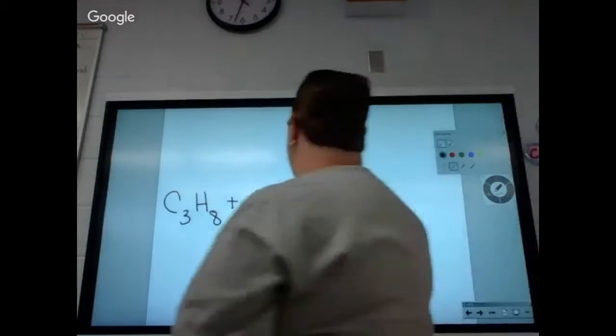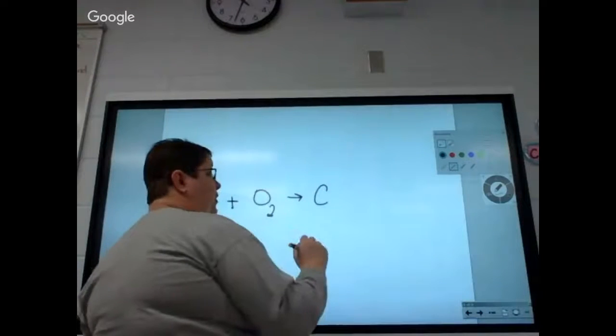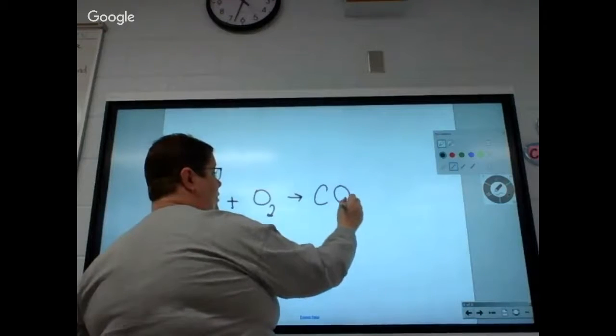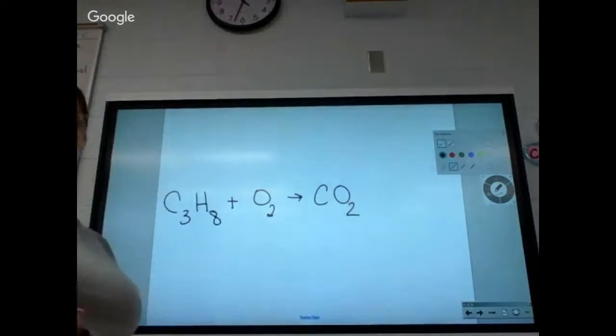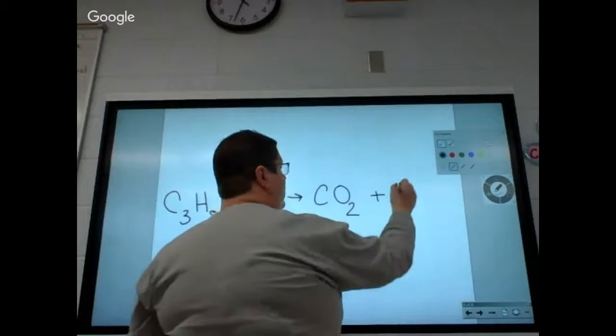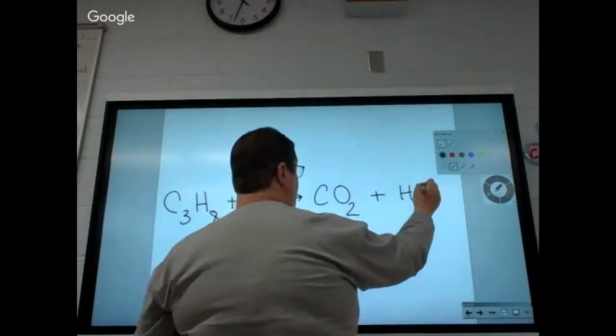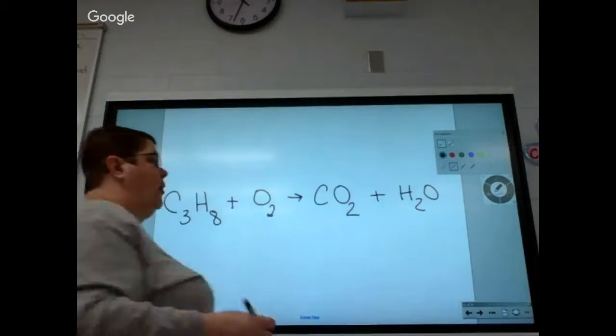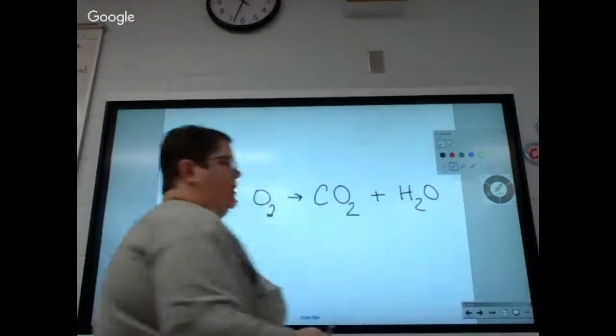So it's carbon. There's no prefix on it, so it's just one C. Dioxide means how many O's? 2. If you don't know that one, memorize it. Plus, what's water? H2O. Again, if you don't know that one, I would memorize it because you're going to need to know it.